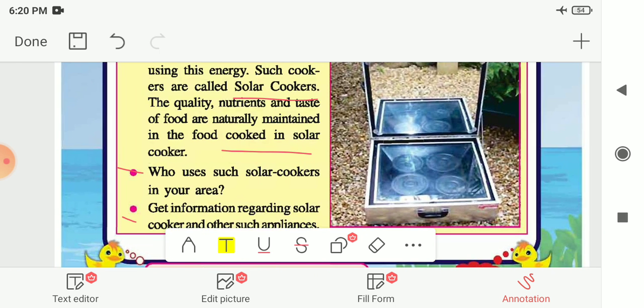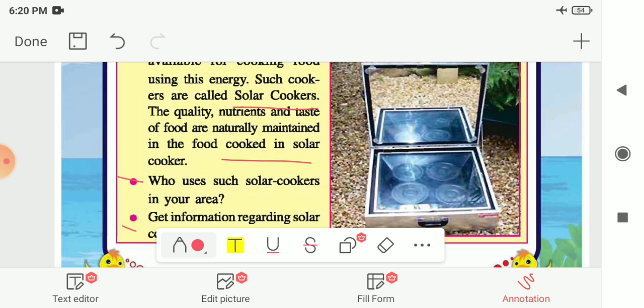Here the picture of the solar cooker is given to you. You can see that there is a mirror, and in the black box there are 4 containers. The sun rays fall on this mirror, and then from the mirror they are reflected on the containers. In these containers we keep the food. The food kept in the container gets heated and cooked by the rays reflected from the mirror. This is how food gets cooked in the solar cooker.